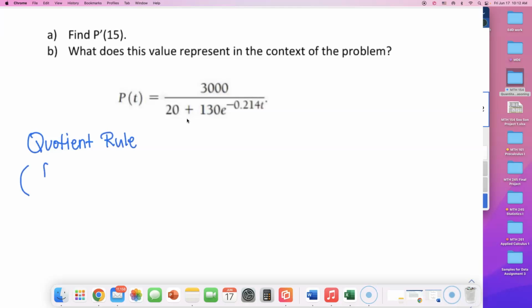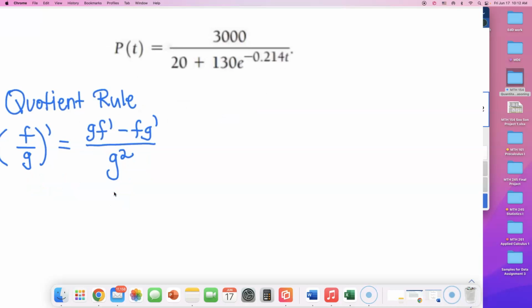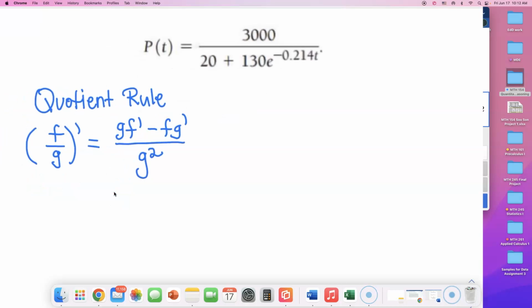if you want to take the derivative of f over g, I always start with the denominator. The denominator is going to be the original denominator squared. The numerator, we start with g. So we write g f prime minus f g prime. So let's identify all our pieces. That's what I like to do. I know f stands for the top of the fraction. So f is 3,000. That's the top of the fraction right there, right?